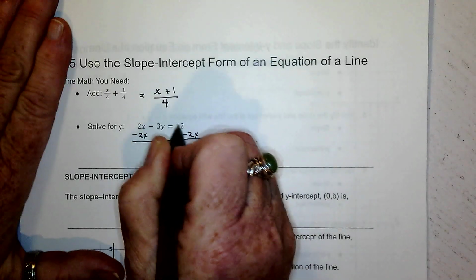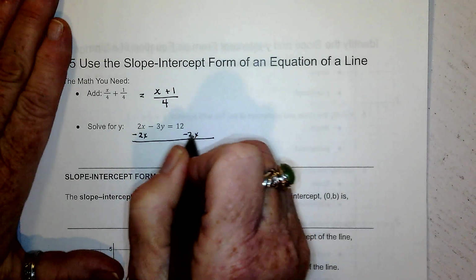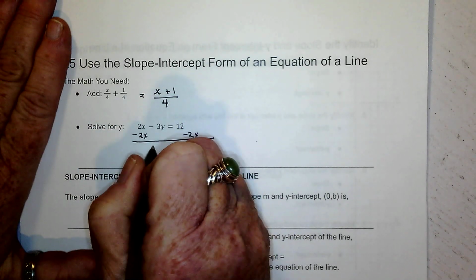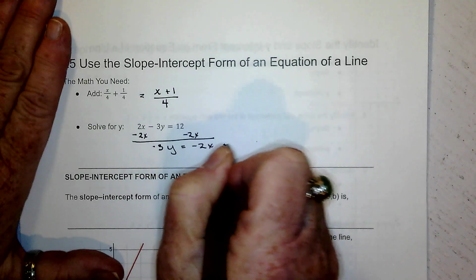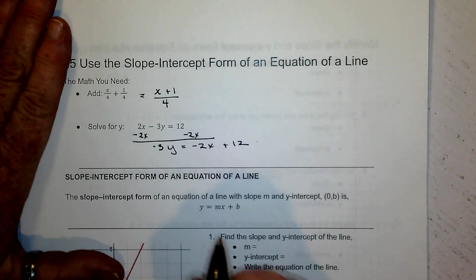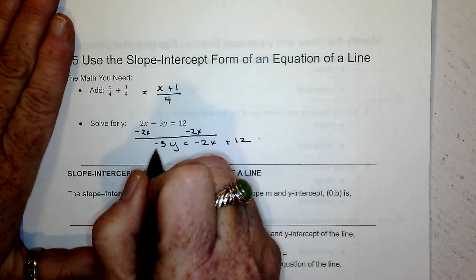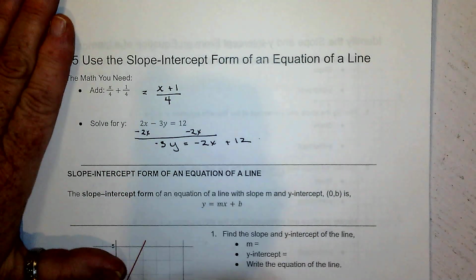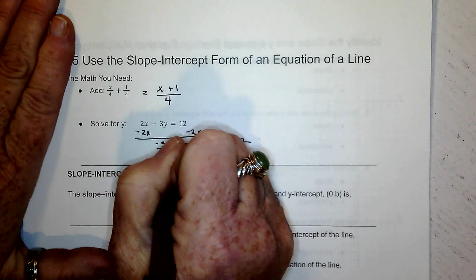When you do this, you can't subtract 2x from 12. They are not like terms. The 12 doesn't have an x, so they must stay separate. So that means we have negative 3y is equal to negative 2x plus 12. Now the next thing we need to do is get rid of the negative 3, move it. And we need to know how it's attached. It's attached by multiplication. The opposite of multiplication is division. So we have to divide both sides by negative 3.